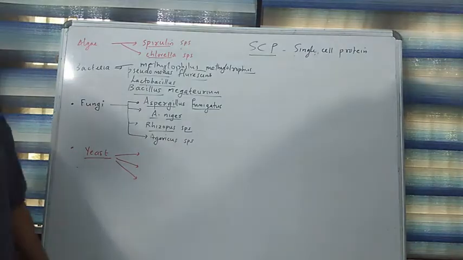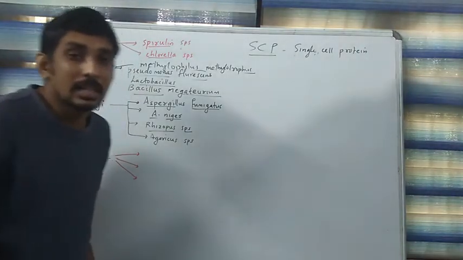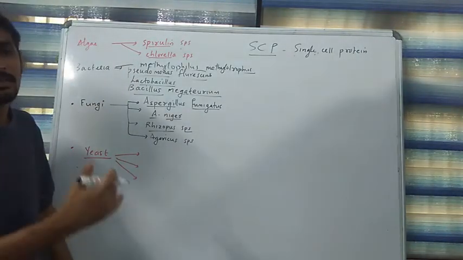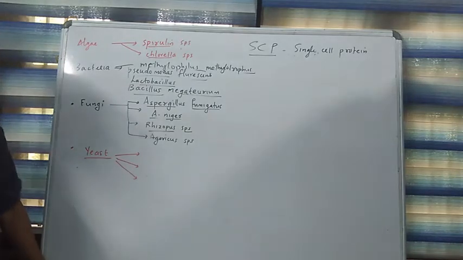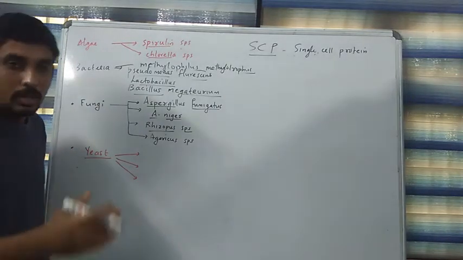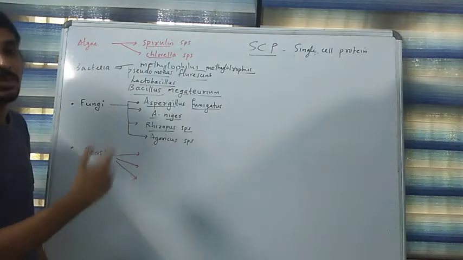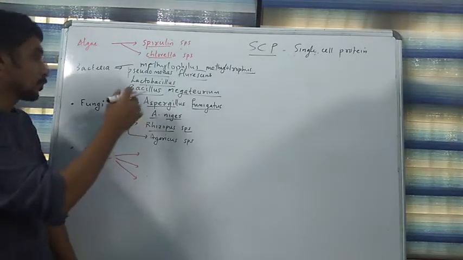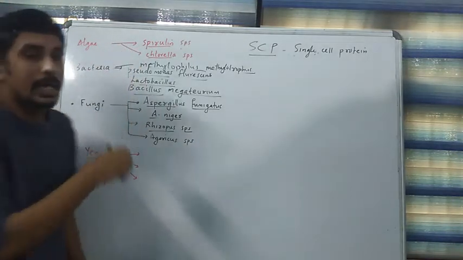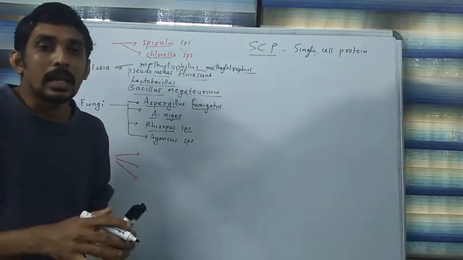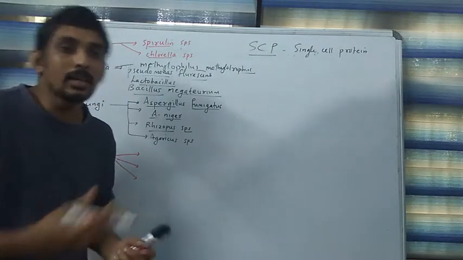And like that, when we take the case of fungi, we can see different kinds of fungi are used for protein production. Fungi can act as a source of protein, even though algae and bacteria contain different categories of element.